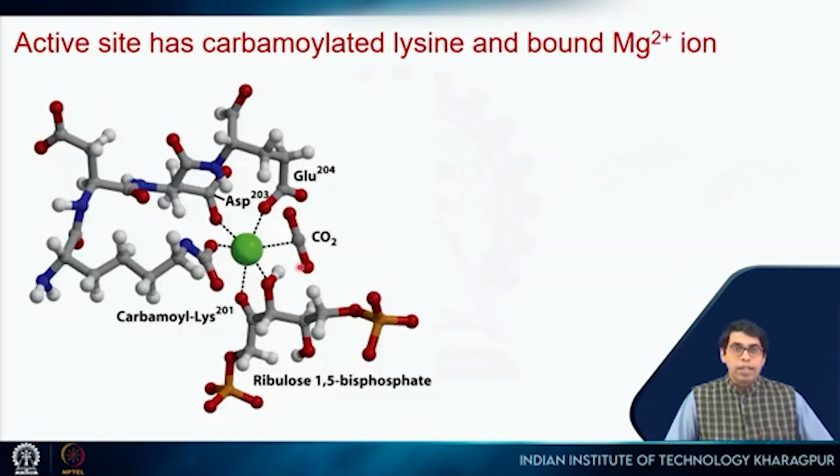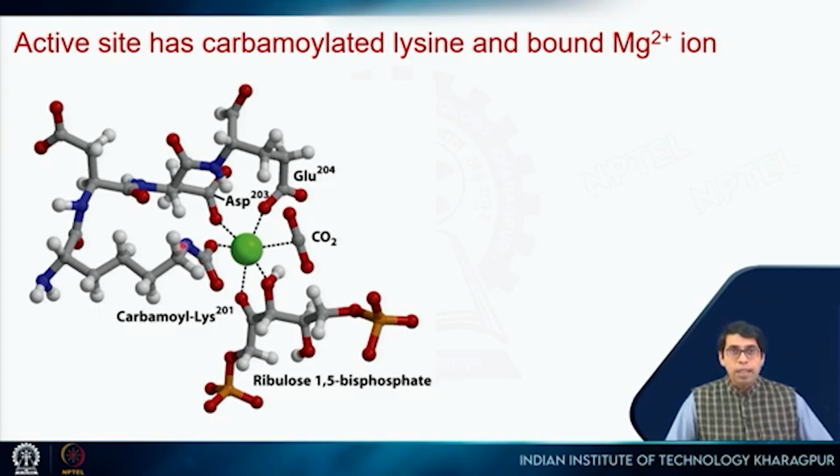This is the active site of rubisco. So there are two important features that you should see. One is this lysine residue. You see the lysine side chain, and then it will end with an amine group, so NH3 plus.